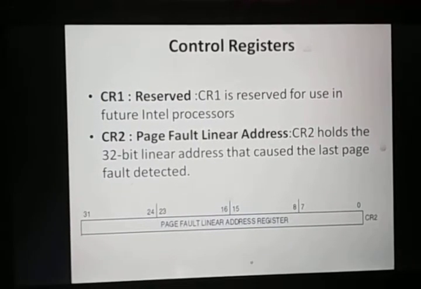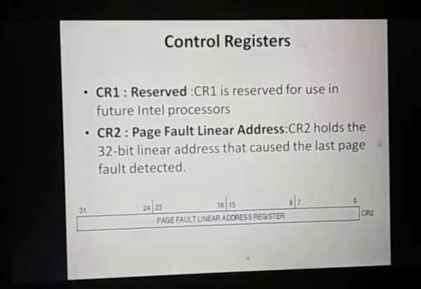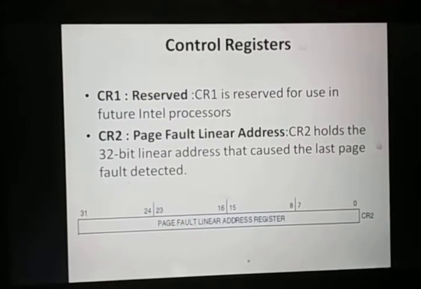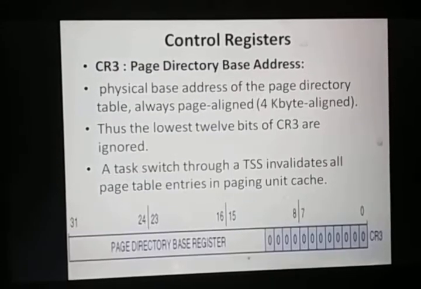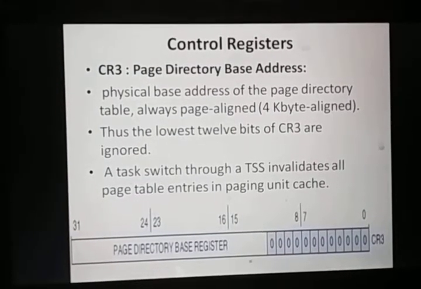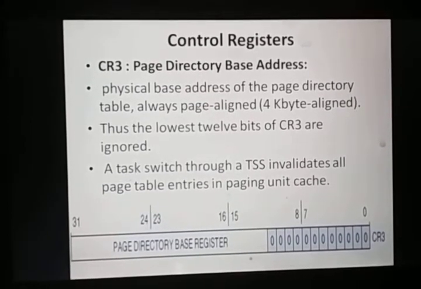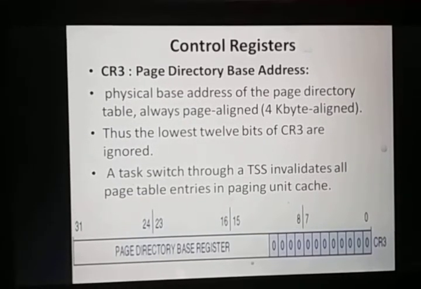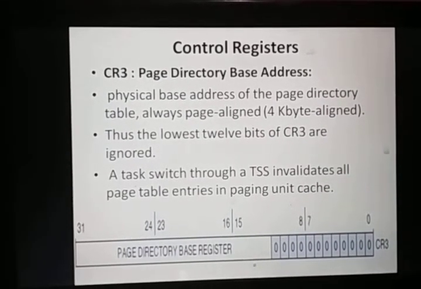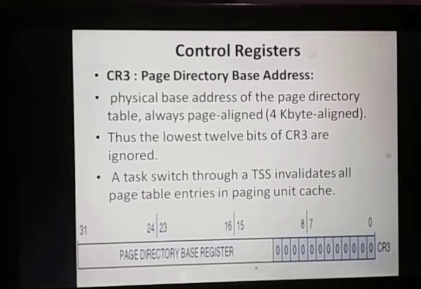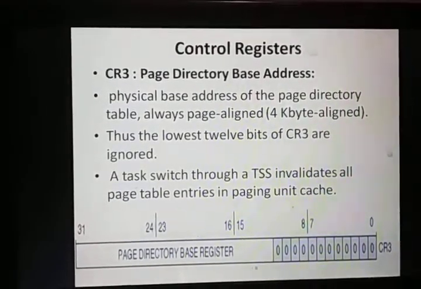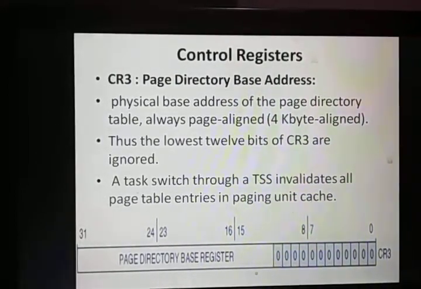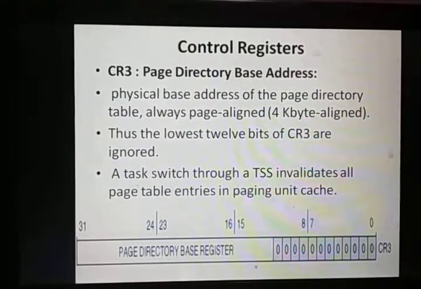Control register 1 is reserved for the 80386 processor. Then control register 2. The CR2 register is used as the page fault linear address register, and CR3 is the page directory base address register. The importance of this register we have discussed in the address translation mechanism also. When we discussed the page translation mechanism, at that time we discussed control register 3, because control register 3 is the page directory base address register. When we convert a linear address into a physical address, at that time the linear address is divided into 3 parts: the directory part, the page part and the offset part.